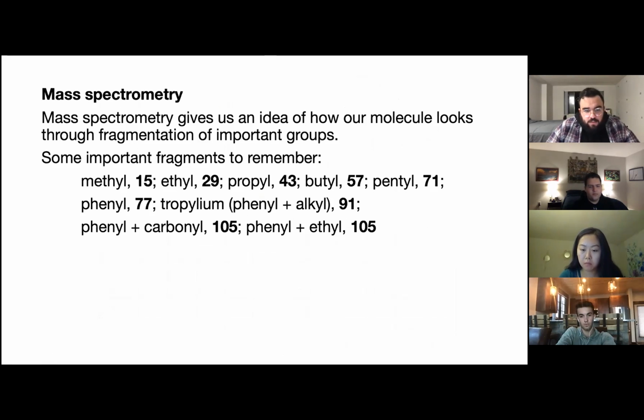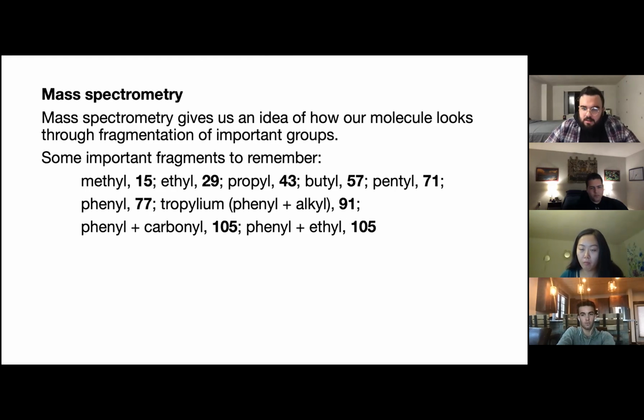So a methyl, which is going to be CH3, would have a mass spec peak at 15. How do we know it's 15? Well, CH3 is composed of carbon and 3 hydrogens. Carbon has a molecular weight of 12, hydrogen of 1. So 12 plus 1 plus 1 plus 1 is 15. That's going to give you a methyl group. Add a CH2 to that to get an ethyl group, you get 29. Propyl, 43, etc., etc.